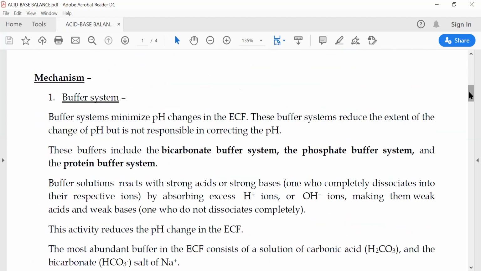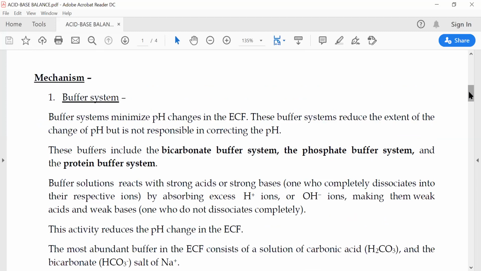The first mechanism is the buffer system. Now what is a buffer? Buffer, as we all know, is a solution which is going to resist changes in the pH. So when we have a buffer, the pH is not going to change drastically. It is going to basically hold on to the pH that we require. But we should understand that the buffer system is not going to correct the pH. It is only going to resist the changes in pH.